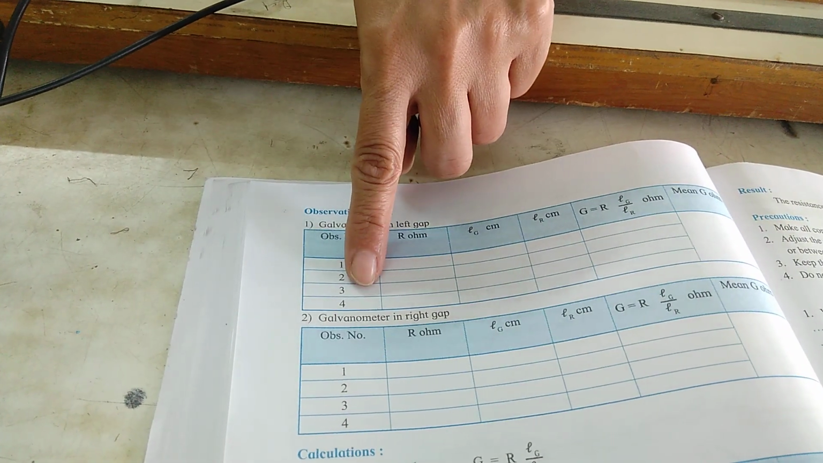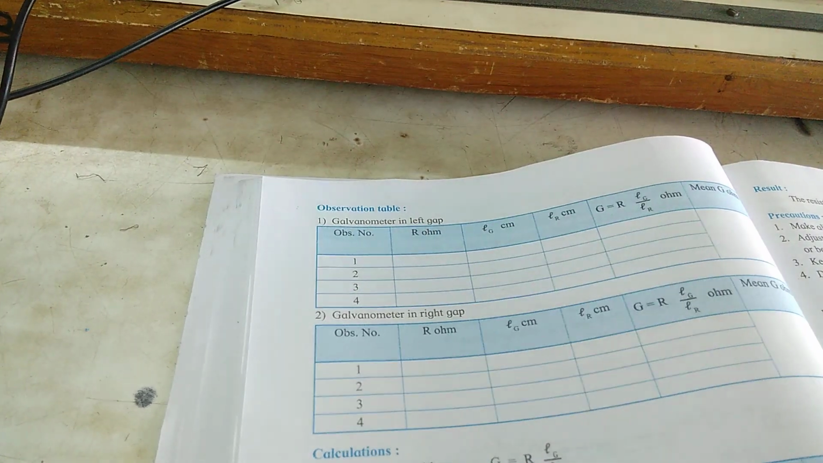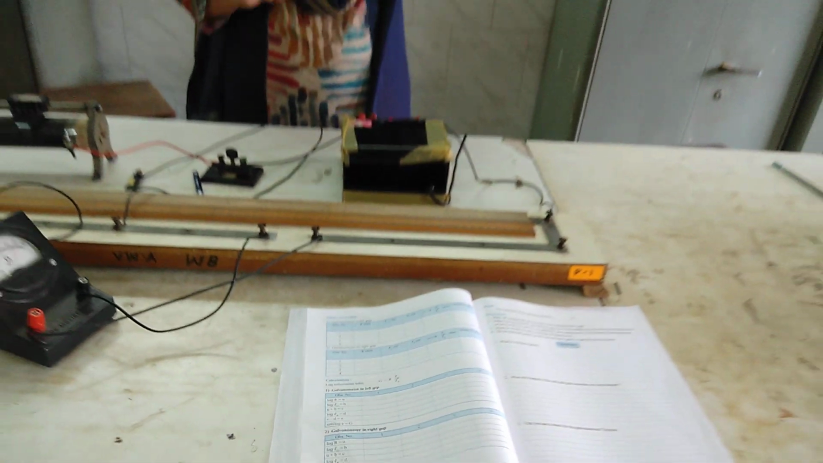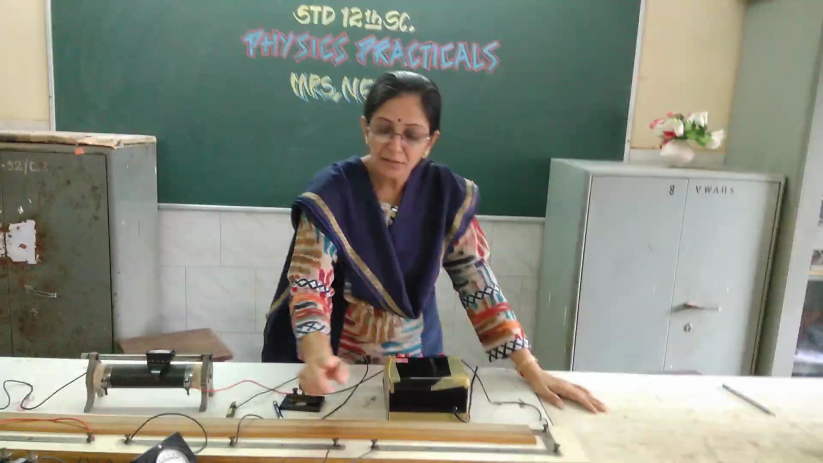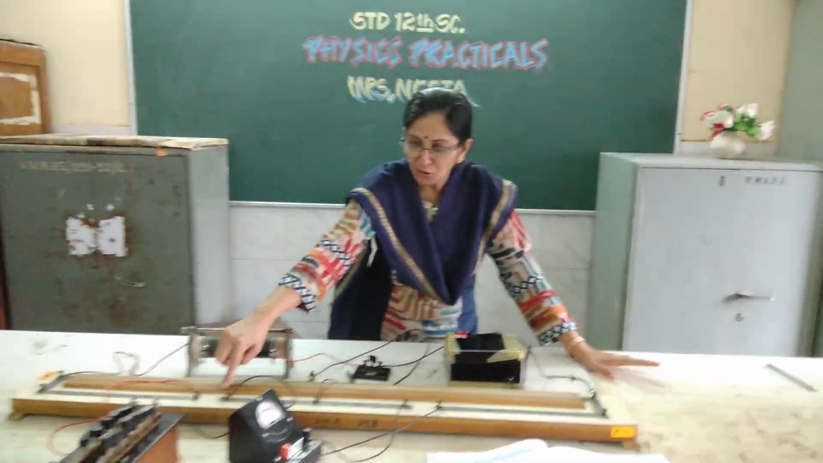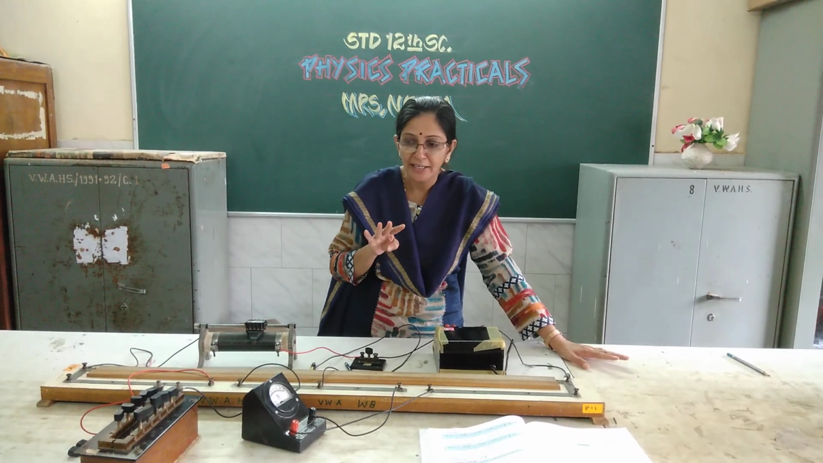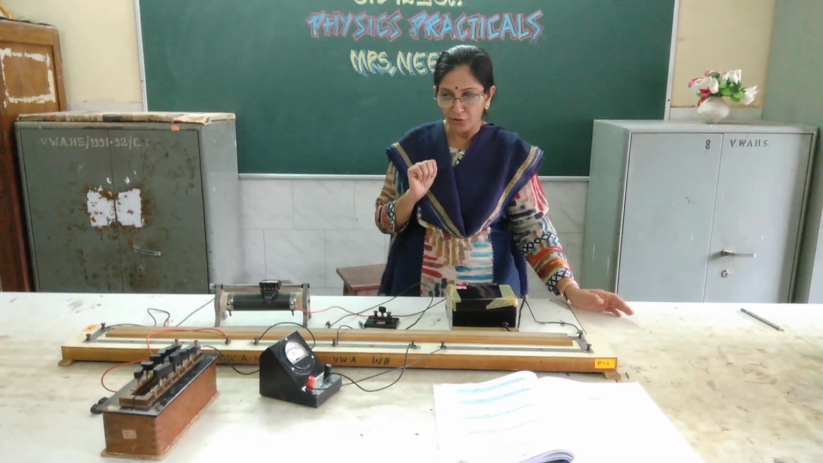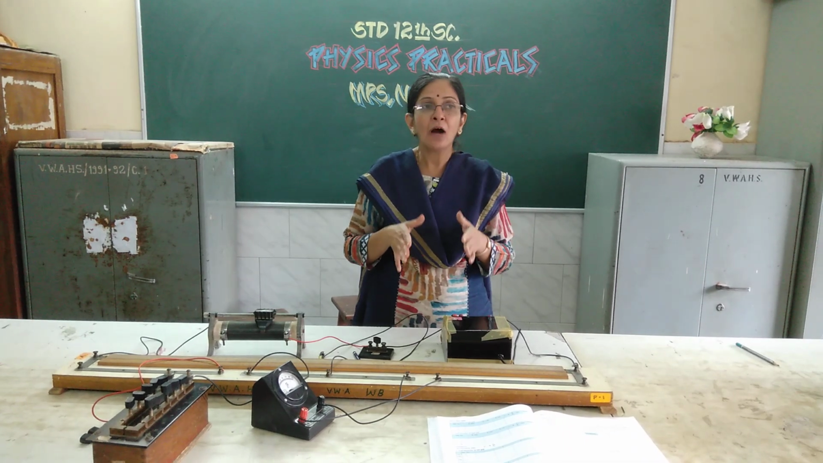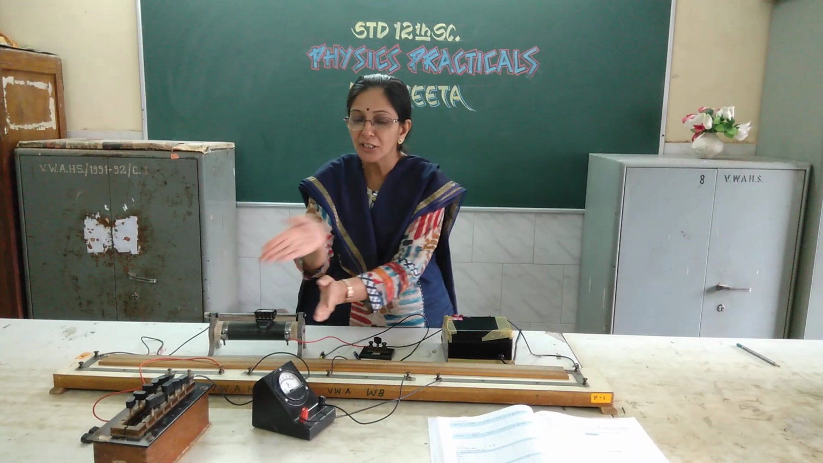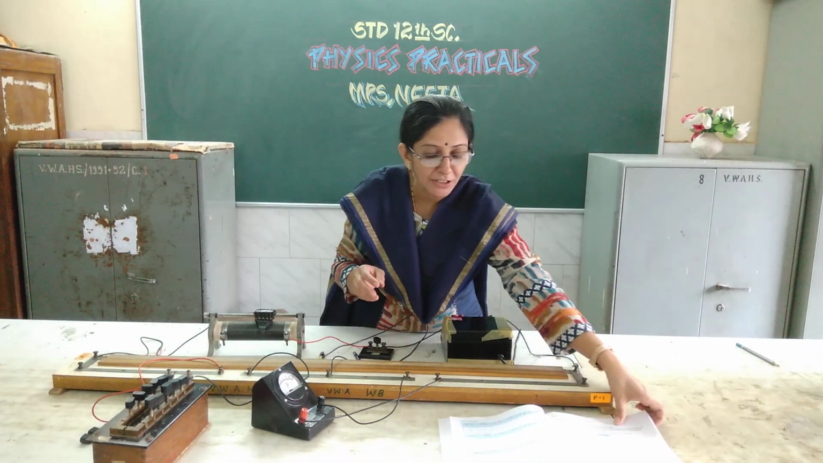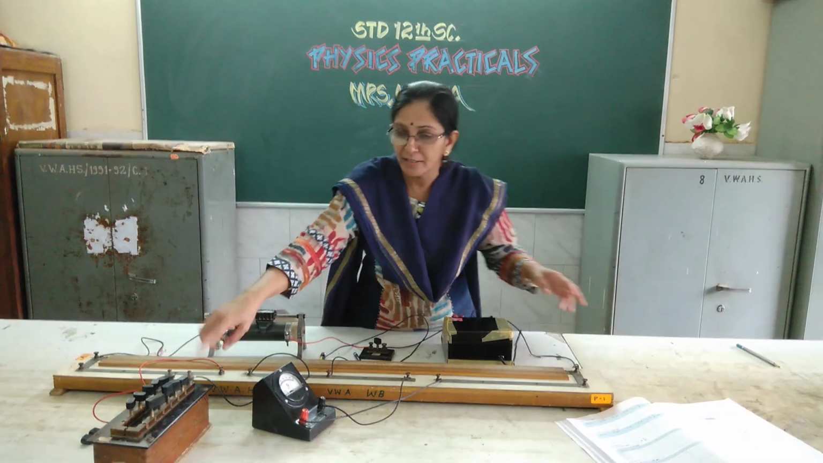You can repeat the same procedure for the fourth reading also. Now, in this way, by connecting the galvanometer in the left gap and the resistance box in the right gap, we obtained the 4 values of G. We had taken the 4 readings. The same procedure we have to repeat by interchanging the position of the galvanometer and the resistance box.